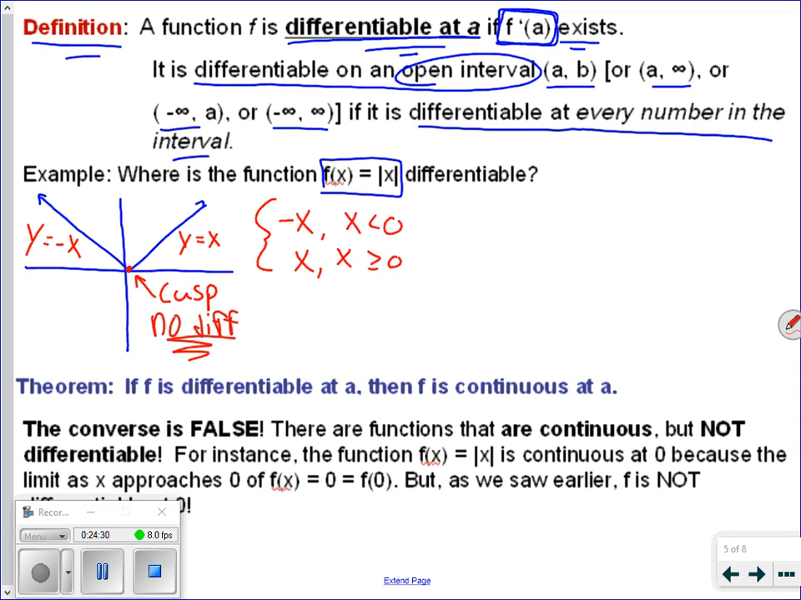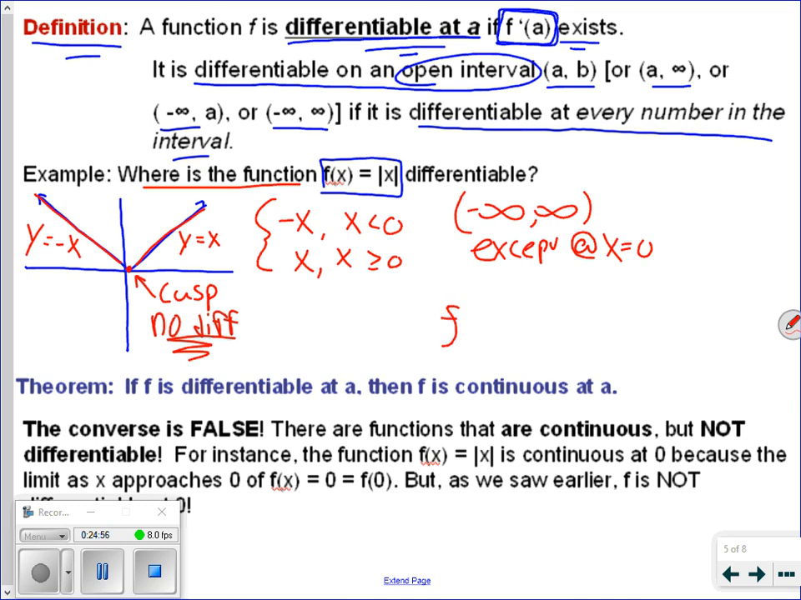Everywhere else, I mean, think about it. We're going to really go over this later. But it's differentiable at every single point leading up to the cusp and every single point going past the cusp. So it says, where is the function differentiable? It's differentiable from negative infinity to infinity, except at x equals 0.